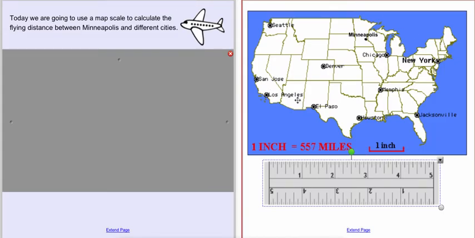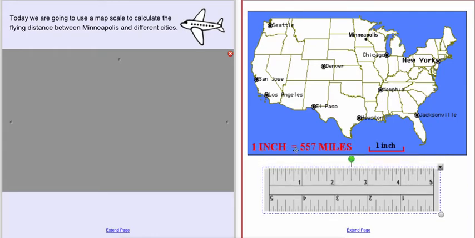I have a map on the right hand side here, and here's my scale that I was talking about. In the red print it says 1 inch is equal to 557 miles. Here's my inch on here. If you didn't have a ruler on you, you could take paper and measure out this line to this line and then hold it up and find the distance that way. We're actually going to use a ruler today.